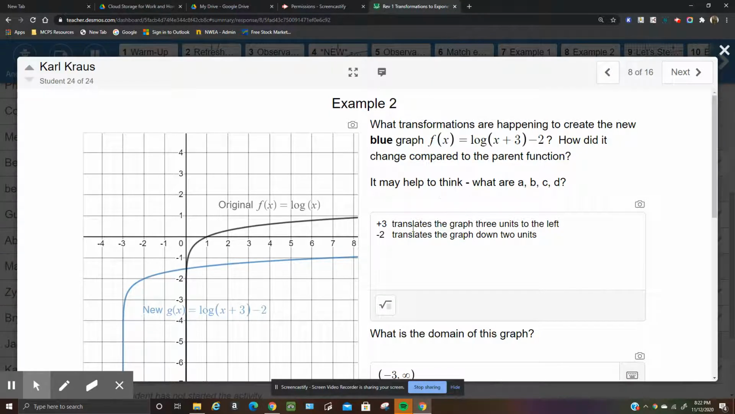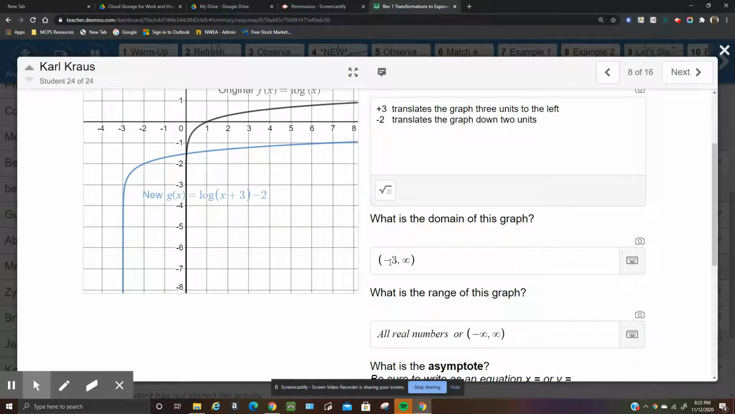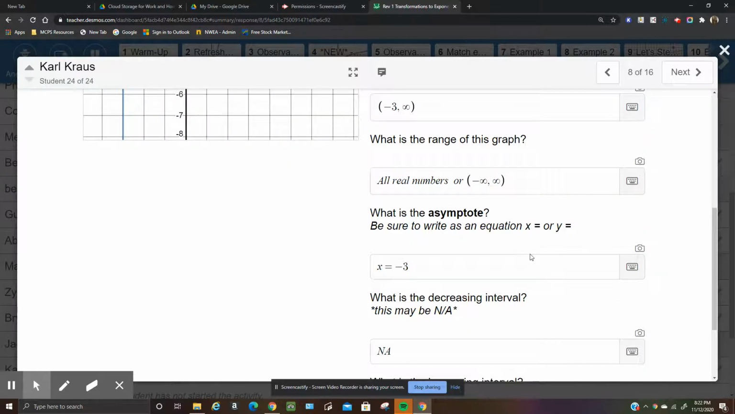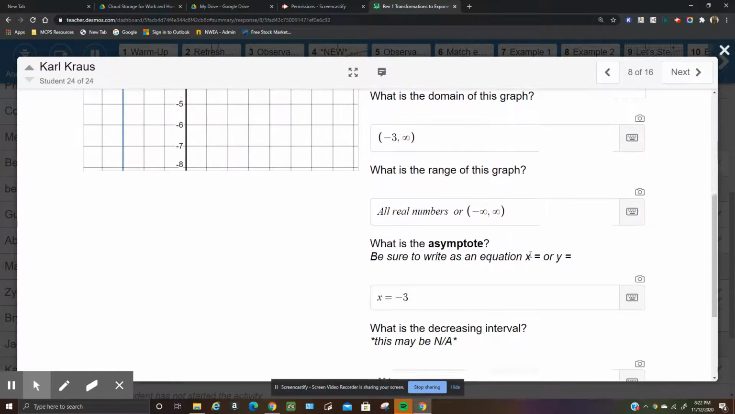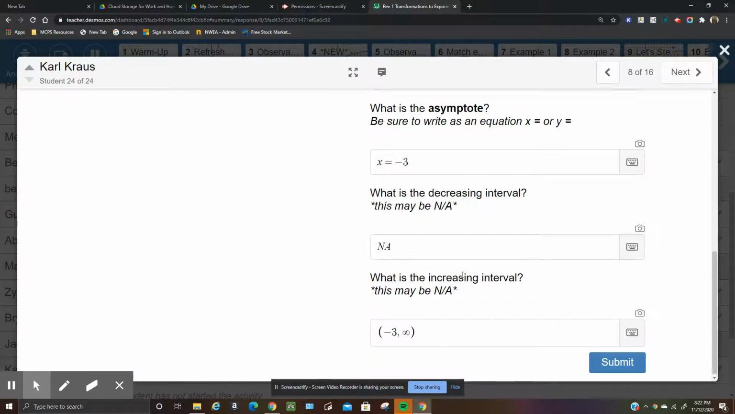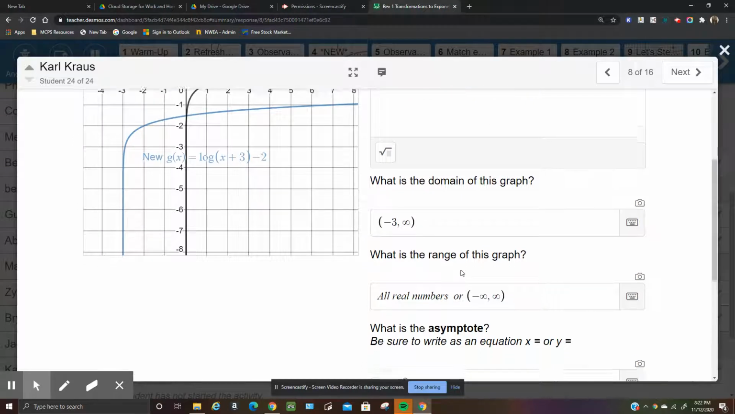In number 8, the +3 translates the graph 3 units to the left, and -2 translates the graph down 2 units. The domain, so here's my vertical asymptote, is -3 to infinity, so all log graphs have a vertical asymptote. The range for any log graph is all real numbers, or -infinity to +infinity. The asymptote is x equals -3, and the graph is increasing from -3 to infinity.